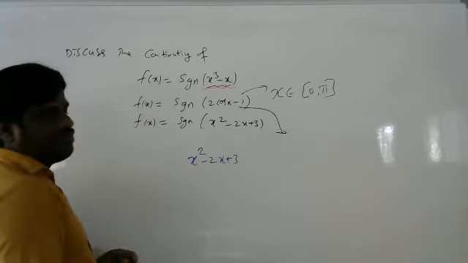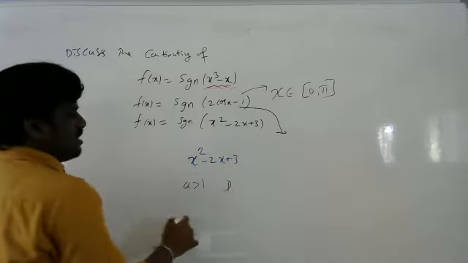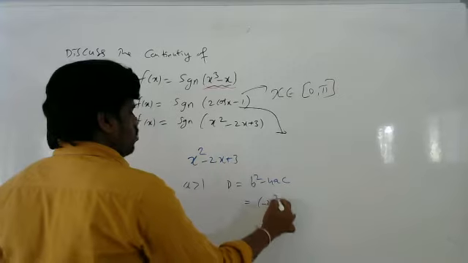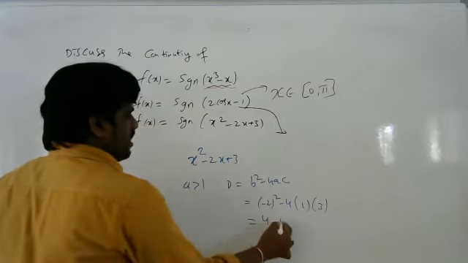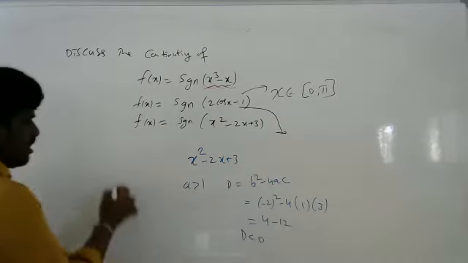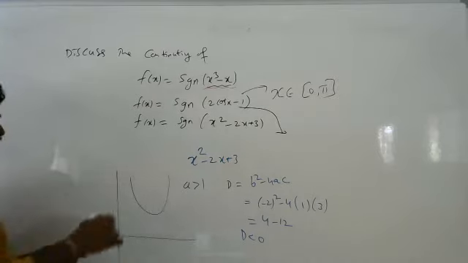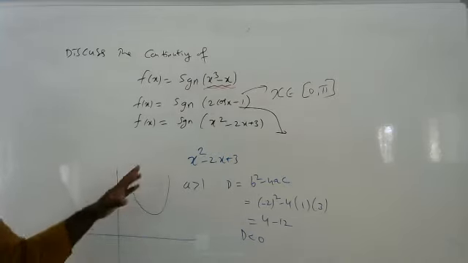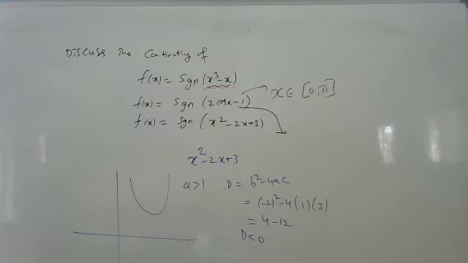This will never become 0. See, a is greater than 0 and the discriminant is b square minus 4ac, so I get minus 2 whole square minus 4 into 1 into 3, which is 4 minus 12, so the discriminant is less than 0. It means a greater than 0 and discriminant less than 0, so you are going to get the parabola in this shape. It will never become 0, so you are not going to get roots of this quadratic equation. So this will be a continuous function, and no point of discontinuity is the right answer for this question.